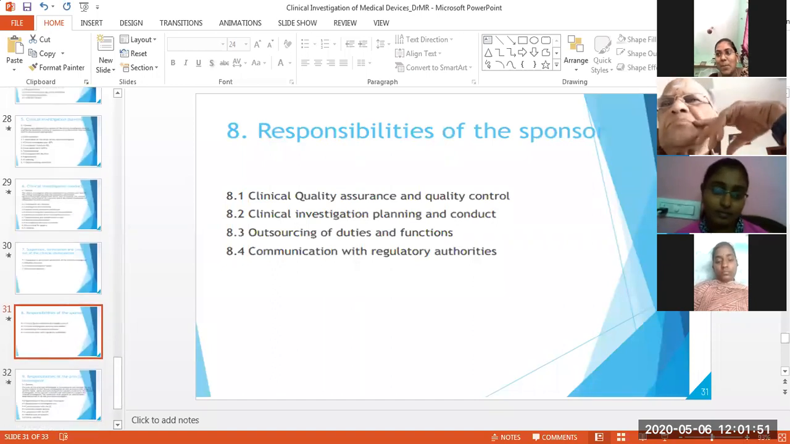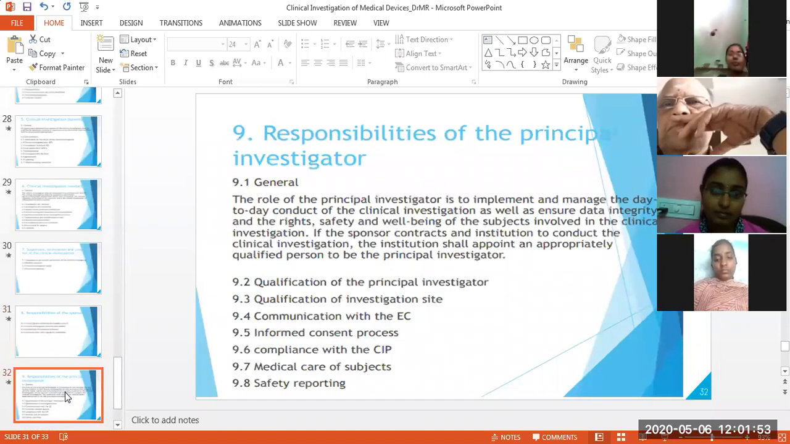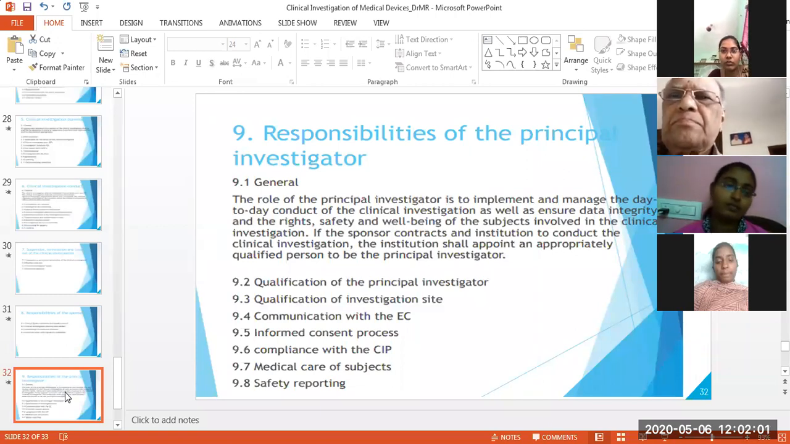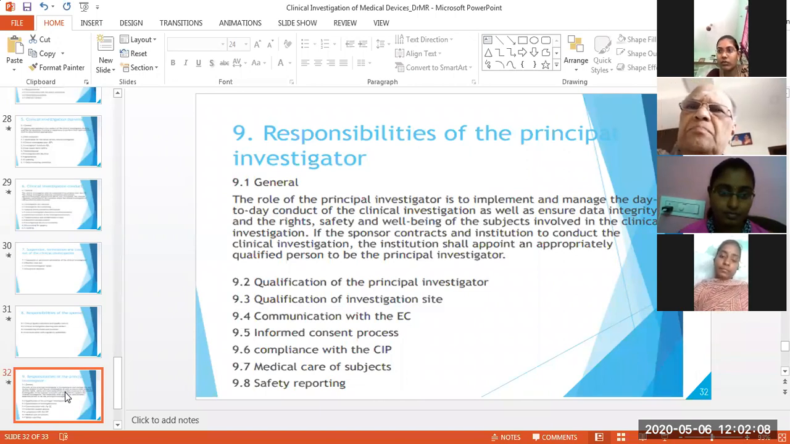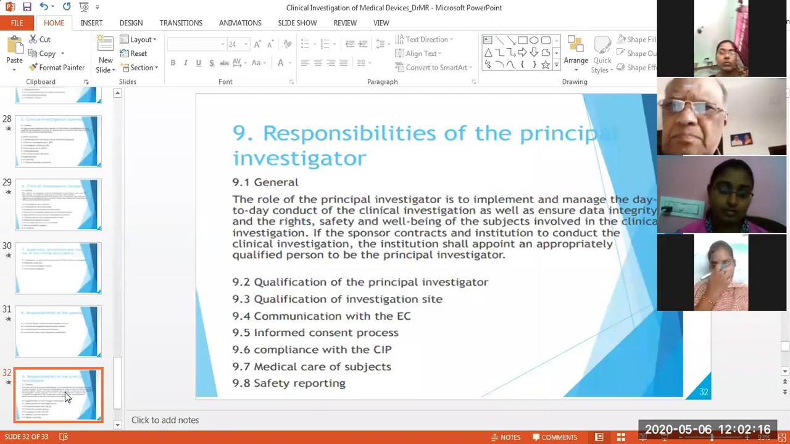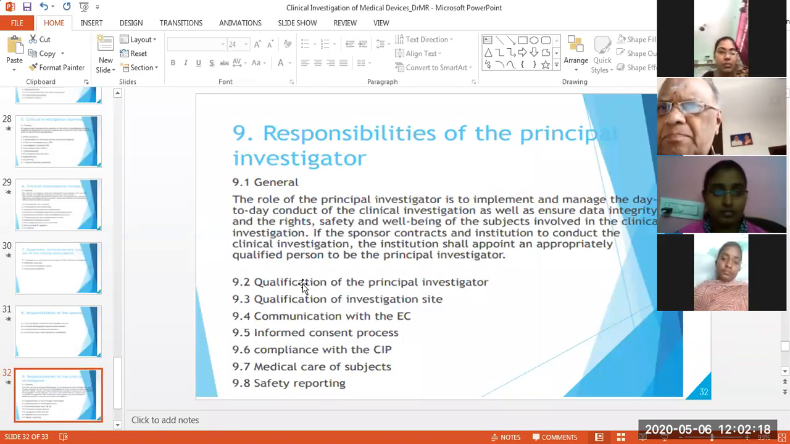This is part of ISO 14155. And the last one is the responsibility of the principal investigator. This last chapter of ISO 14155 gives the narration about the responsibilities of the principal investigator. So what are the qualifications? Who is the person responsible for conducting this clinical investigation? Everything should be mentioned in the responsibilities of the principal investigator.